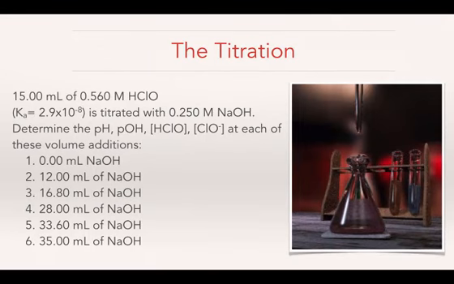The problem that we're going to look at is the titration of 15 milliliters of 0.56 molar hypochlorous acid, and we're going to titrate it with 0.25 molar sodium hydroxide. For each calculation, we're going to determine the pH, pOH, and concentrations of our acids and conjugate bases. The volumes of sodium hydroxide that we're going to calculate for during the titration are 0 milliliters of sodium hydroxide added, 12 milliliters, 16.8, 28, 33.6, and 35 milliliters of sodium hydroxide.